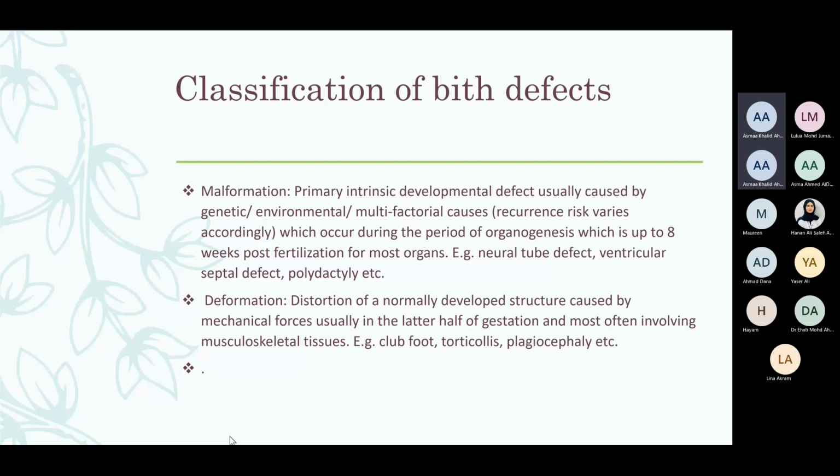There might be recurrence in a coming sibling, but as we said, it varies. Sometimes it will be 3 to 4%, sometimes it will be 10 to 50%. It depends on the anomaly that we are talking about.